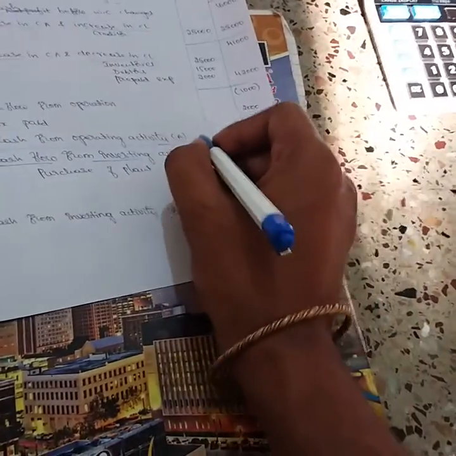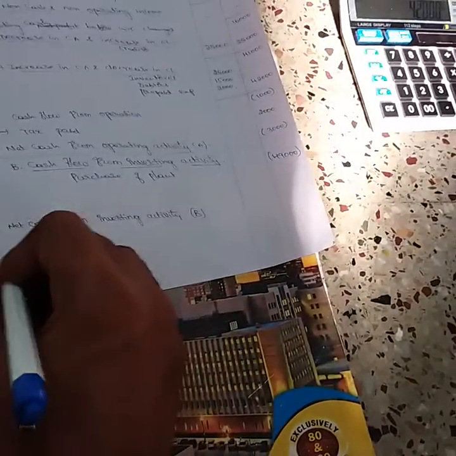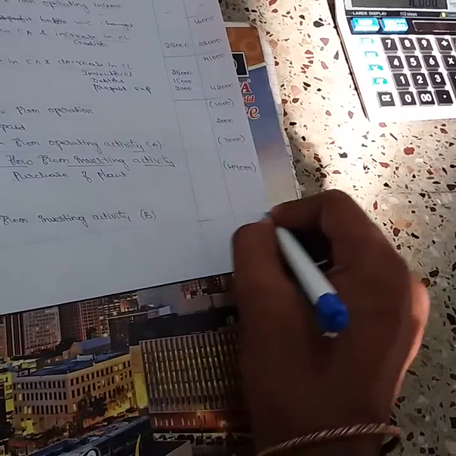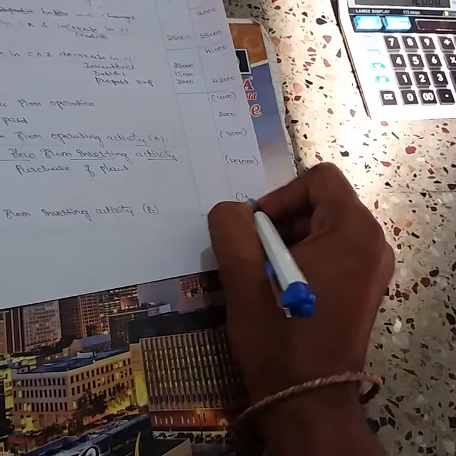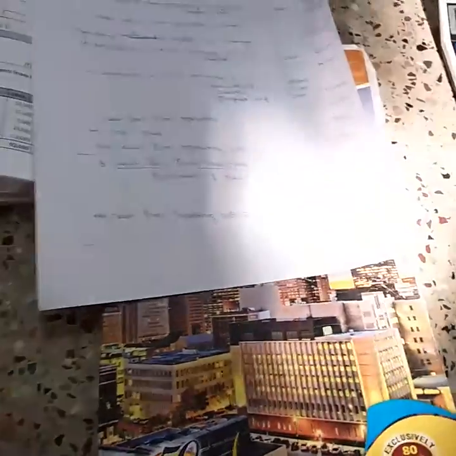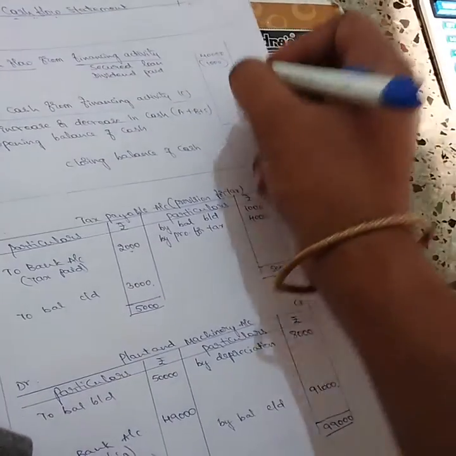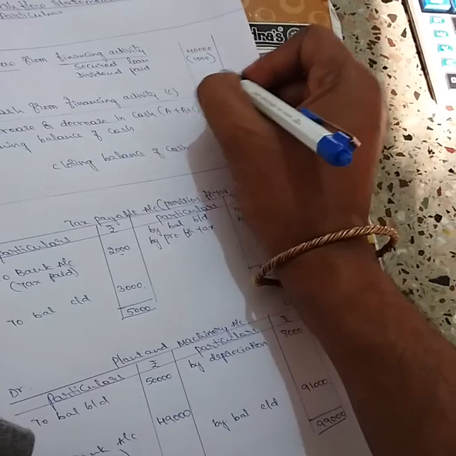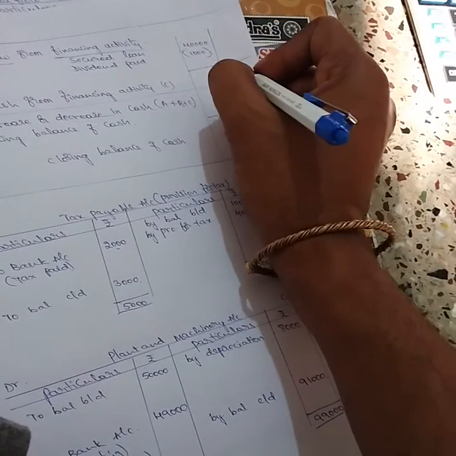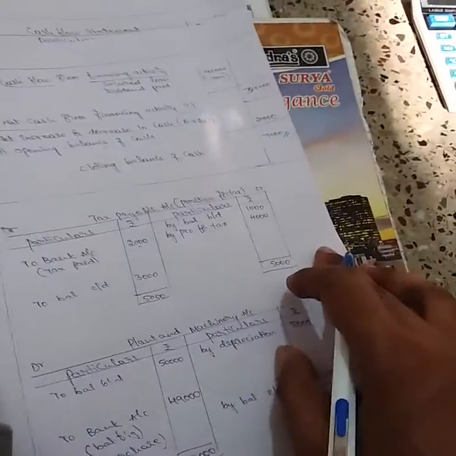Next, this is A, and point B, net cash from investing activity is minus 49,000. Okay, so this is part B. And part C, 40,000 minus 1,000 is 39,000, positive 39,000.